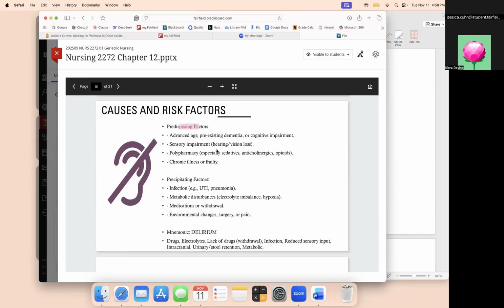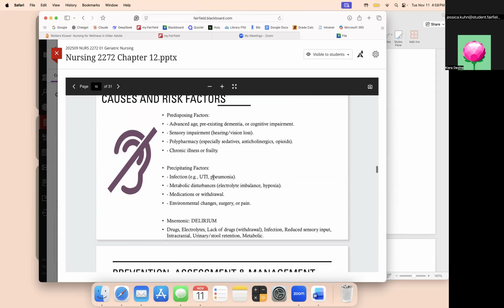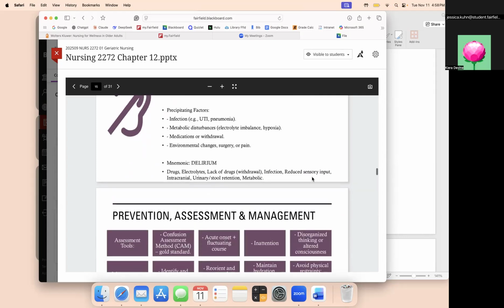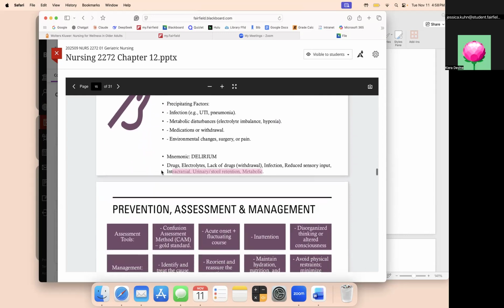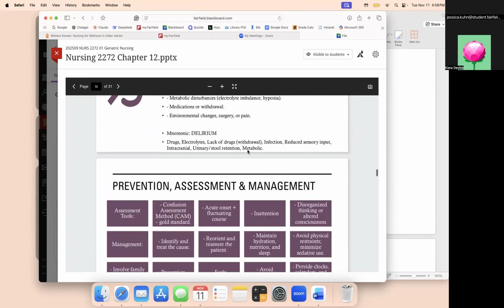The predisposing factors are pretty clear. It has everything to do with what we said were the factors for cognitive decline on its own. And then the precipitating factors, like I said, are infection. This would also be electrolyte imbalance, hypoxia. I've seen even young people come in with hypoxic delirium. It's pretty wild. Medications, withdrawal, environmental changes, surgery, pain. There's a mnemonic for you. I would think that that is a sign that this is an important thing to know.